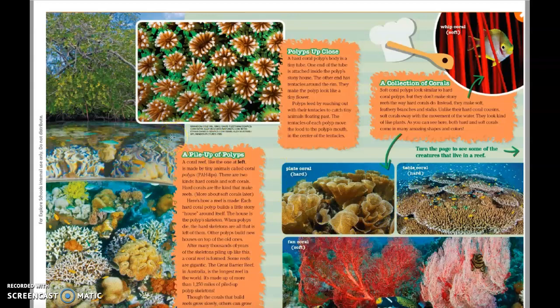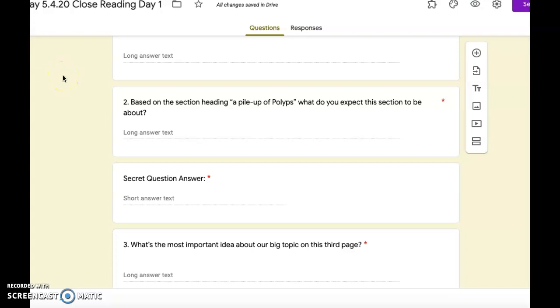Third section, a pile of polyps. Before reading that third section, let's answer question number 2. Based on the section heading, a pile of polyps, what do you expect this section to be about? Remember, the heading is a running start about what the section will be about. Answer the question now, and then continue when you're done.